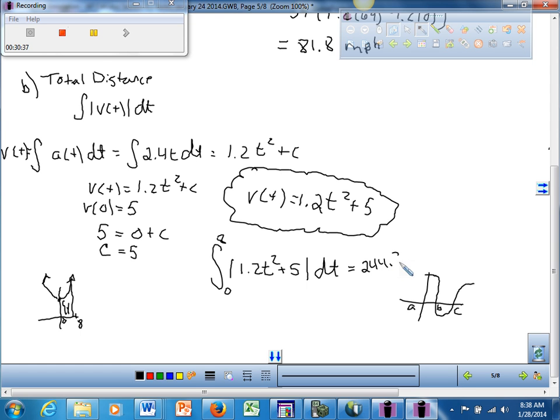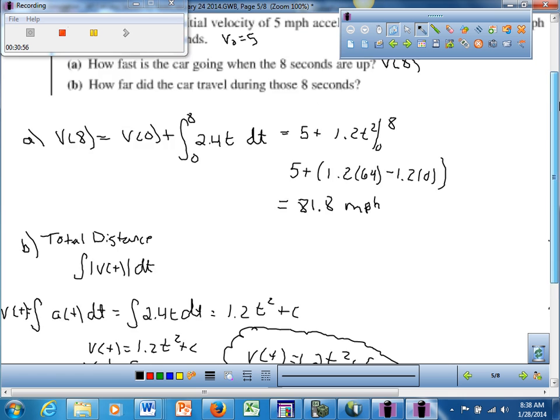244.8 is right. And this is a weird distance, but it is miles per hour times second. It is a distance. We could alter it to be a mile, or some portion of a mile, but we don't have to. All right. Let's see what's next.